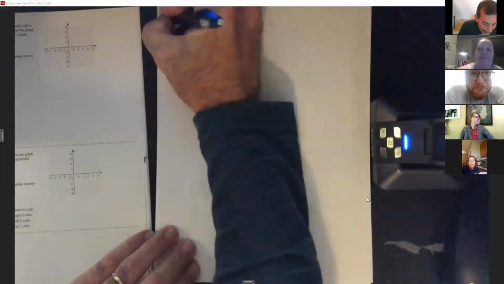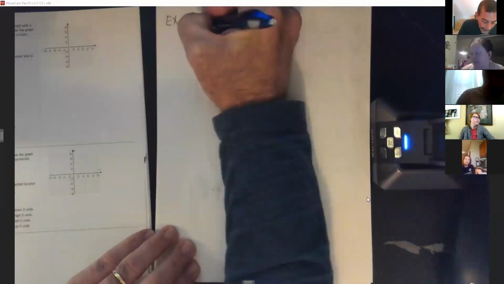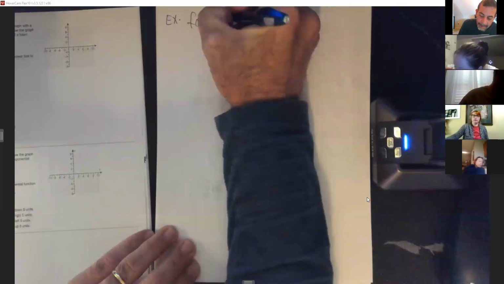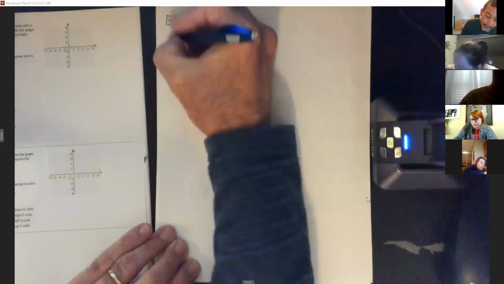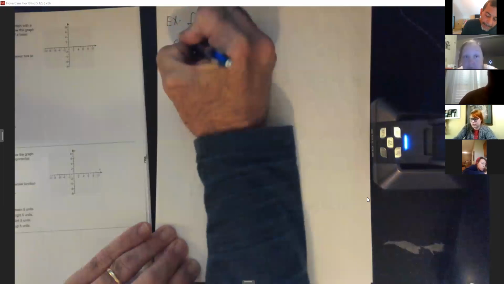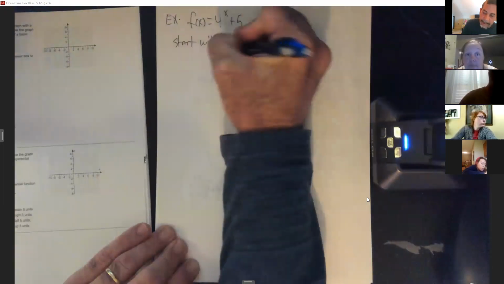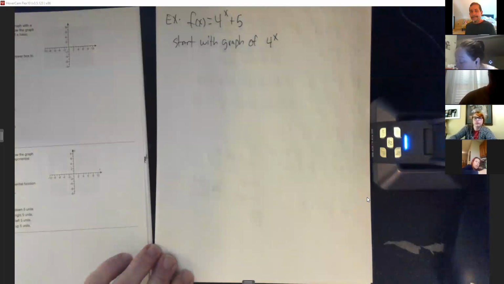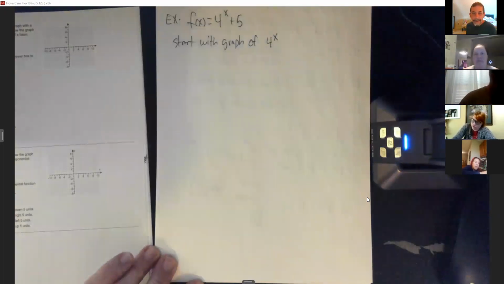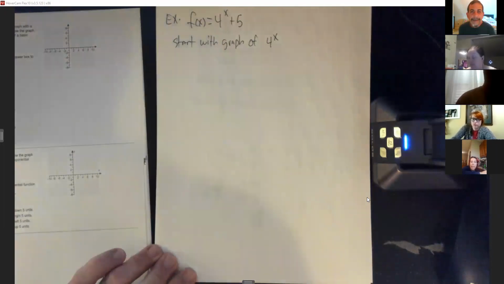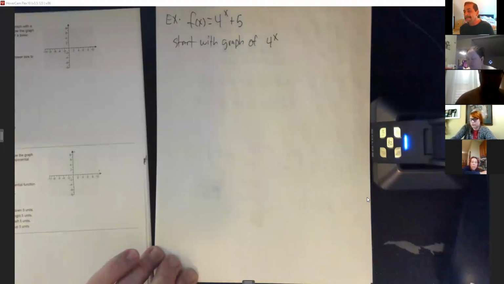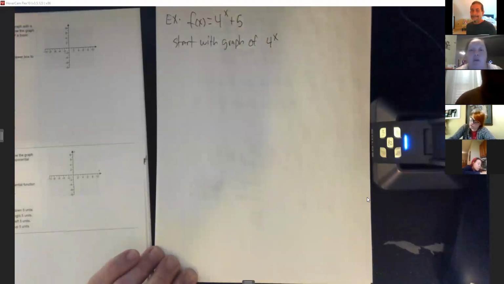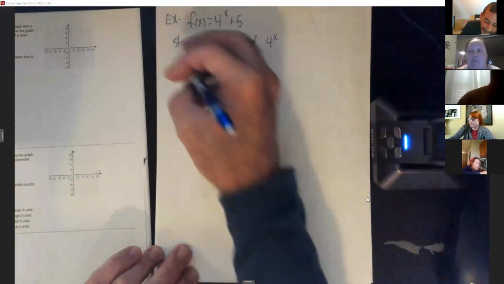All right, figure out this move on this one. This is f of x equals 4 to the x plus 5. So we're going to start with the graph of 4 to the x. What's that move doing to me? Is that a small 5 or a big 5? It's a 5. What do you mean a small 5 or a big 5? Like, is it up there with the exponent or is it with the 4? It's at the back. Oh, okay. That one's going to move up 5 spaces. So it's going to move up 5 units.